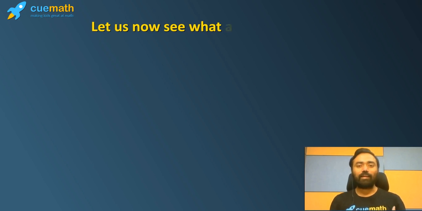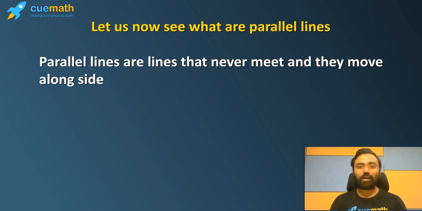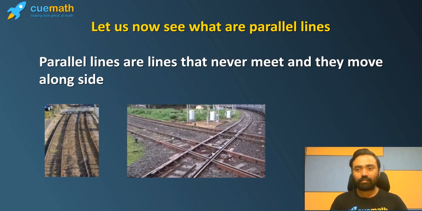So moving on, let us now see what are parallel lines. So basically parallel lines are lines that never meet and they move alongside. Now to give the best example of parallel lines, all of us must be familiar with railway lines. So the railway lines, they move alongside each other, but they never meet each other. So this is the best example of a pair of parallel lines.